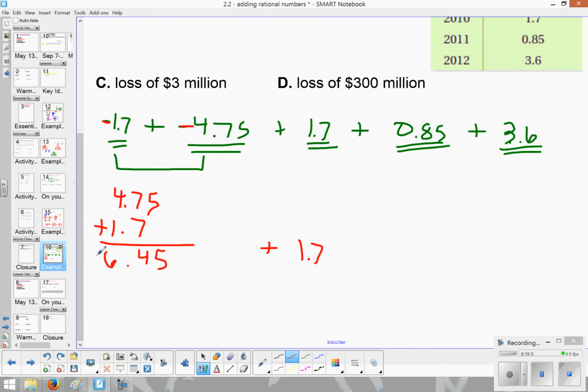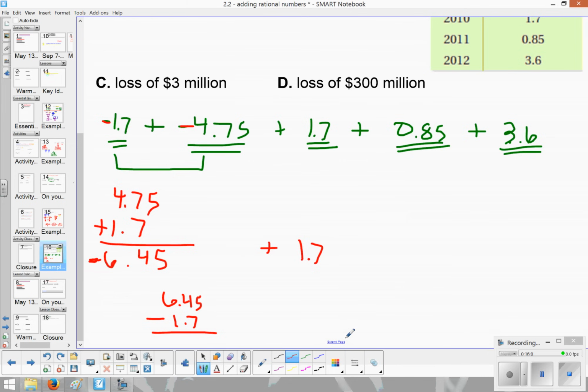Now I notice, sorry, there's our negative. This one's a negative, but this one's a positive. So what I'm going to have to do in this one is basically subtract. I'm going to take 6.45 and subtract it from 1.7. The reason why I'm subtracting is because this is a negative and this is a positive. Signs are different. So 6.45 subtract 1.7 will be 4.75.